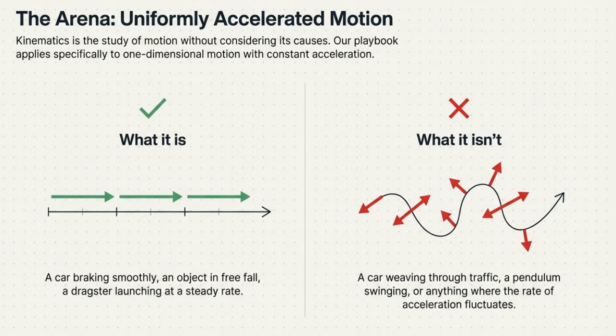Let's focus on what uniformly accelerated motion really means. It's about objects moving in a straight line while their acceleration stays constant, like a car slowing down steadily, an object falling freely under gravity, or a dragster speeding up at a constant rate. This means the change in velocity happens evenly over time. On the other hand, it's not about situations where acceleration changes unpredictably, like when a car weaves through traffic or a pendulum swings back and forth, because in those cases, the acceleration keeps fluctuating and isn't steady. Understanding this distinction helps us apply the right tools to analyze motion accurately.